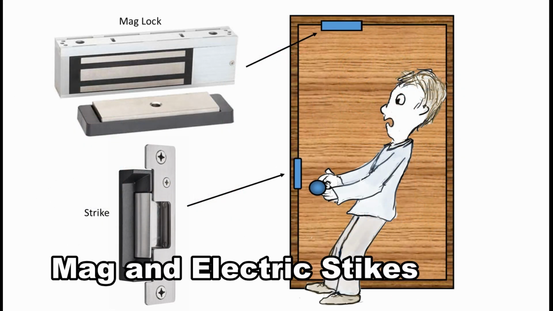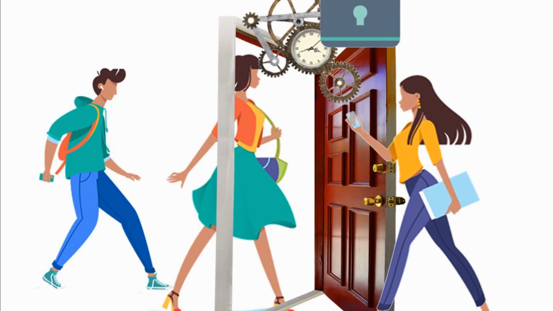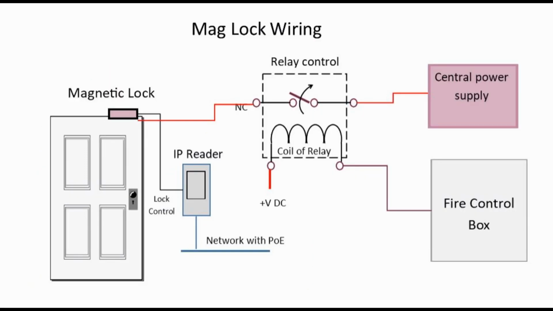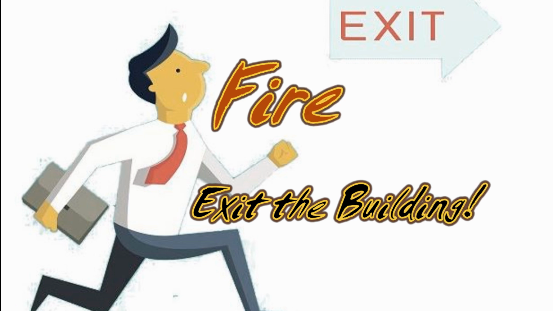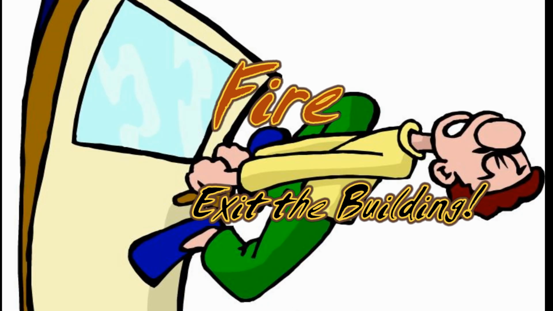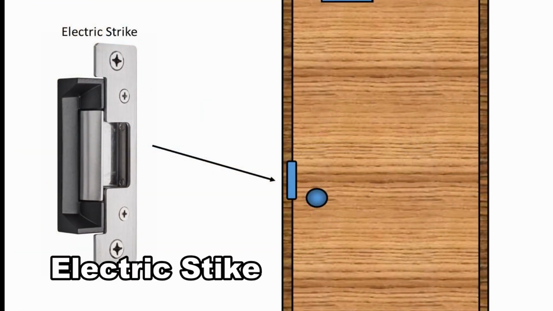There are 2 types of electric locks. There are magnetic or mag locks and electric strikes. Magnetic locks are used in high security areas where you must monitor people's movement in and out of the door. They are easy to install but require special management if there is a need for an emergency exit. They must conform to local fire and safety regulations.